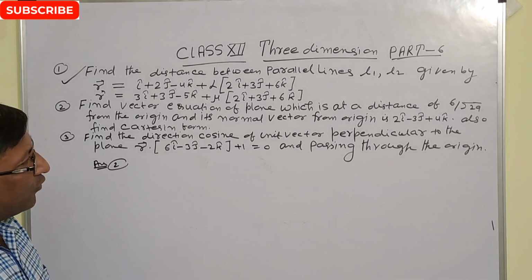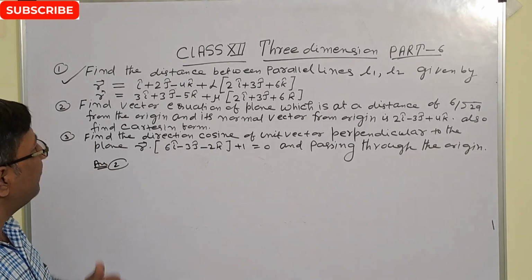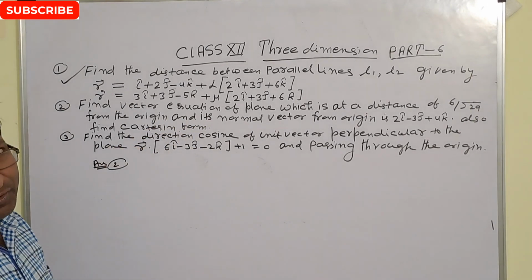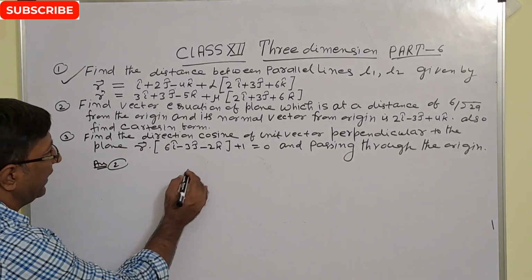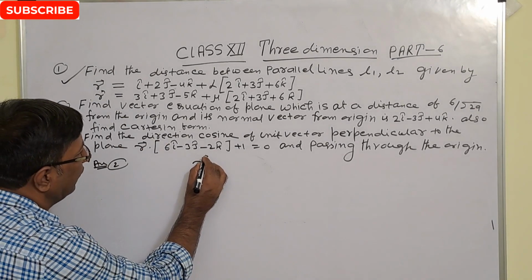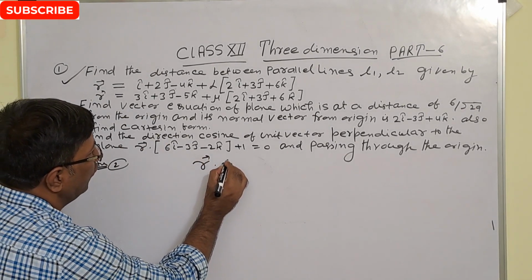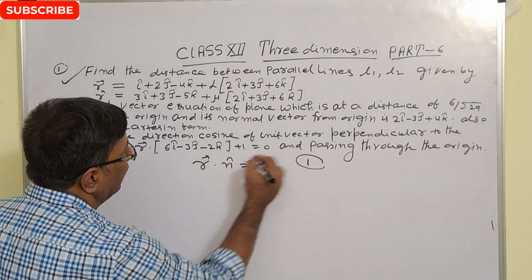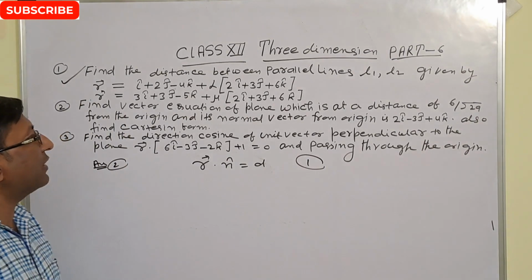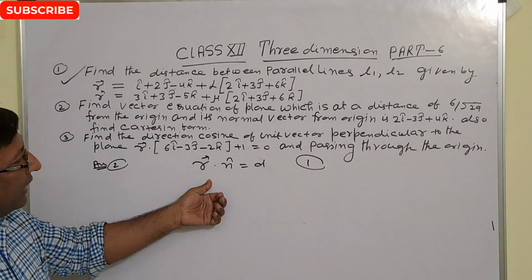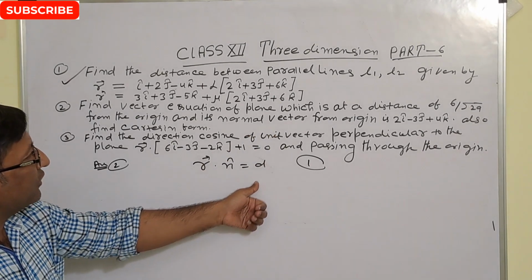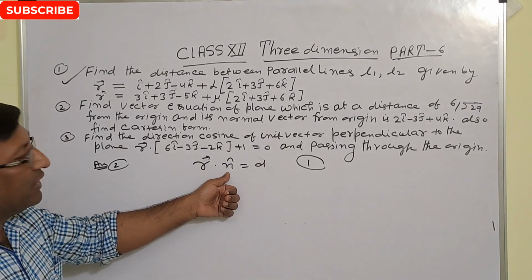For this type of question, we know the very simple formula for the vector equation of plane. We have to find the vector equation of the plane. So the vector equation of plane is r vector dot unit vector n equal to the distance. This is the vector equation formula. So here d is already given, 6 upon root 29. So we have to find the unit vector n.